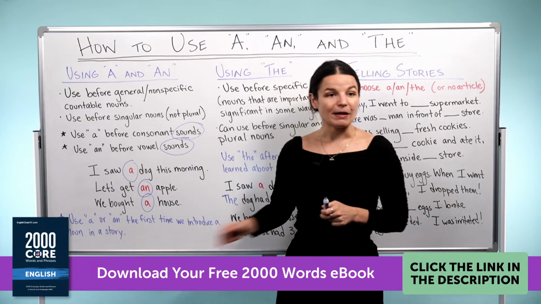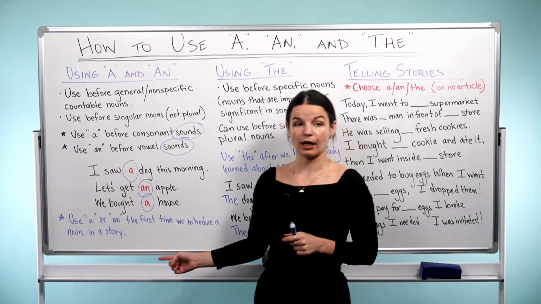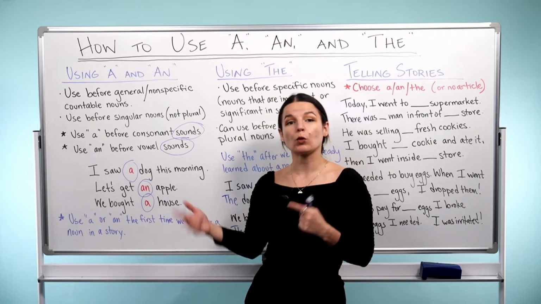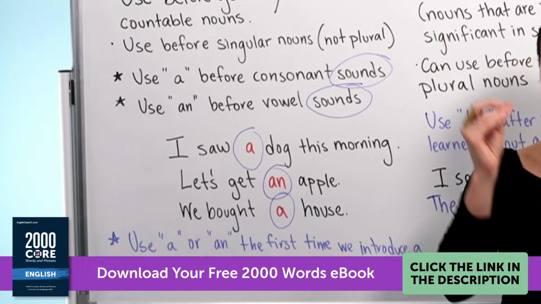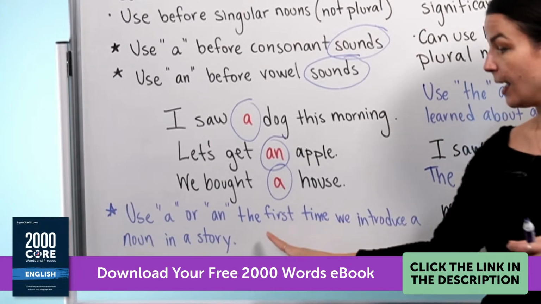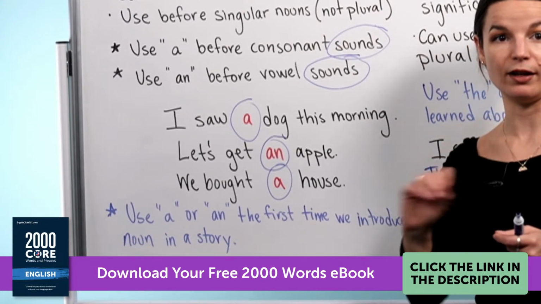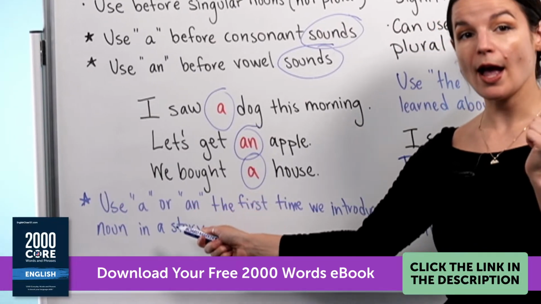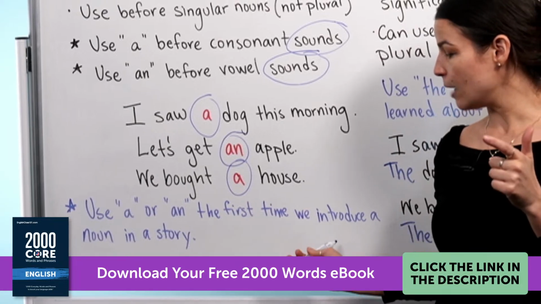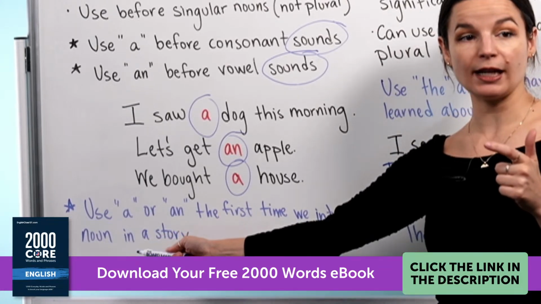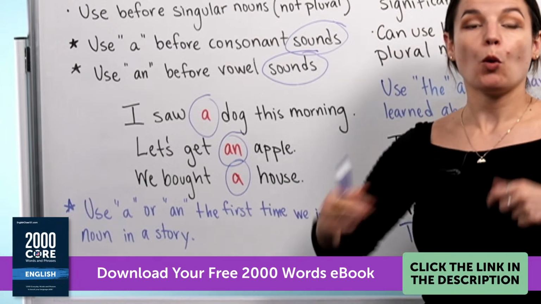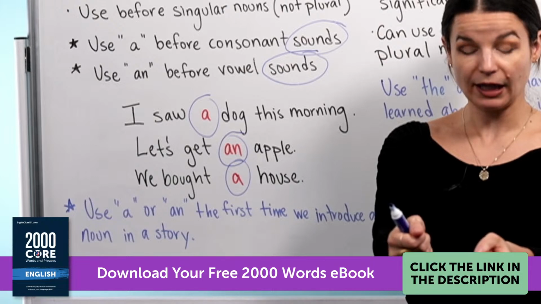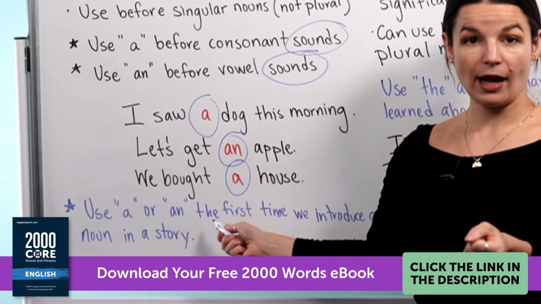Okay, last thing, maybe if we could zoom in on this last point, because it's kind of important. So last point here, we use these two words when we're telling stories a lot. But there's a very important point to using these, and that's this section here. You might want to write this one in your notebook for today. So use a or an the first time you introduce a noun in a story, okay? So when you are telling someone a story, when you need to introduce a new noun in the story, you use a or an to do it.